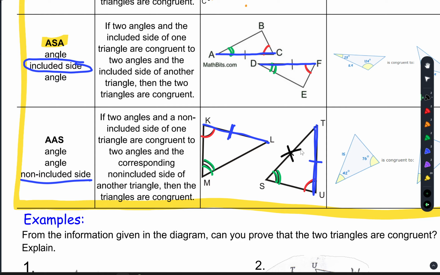Okay, but do we see how that side is not included? It's not wedged in between there. In this case, it's fine. Angle, side is one of our reasons that we can use. However, let's talk about the reasons that we can't use.